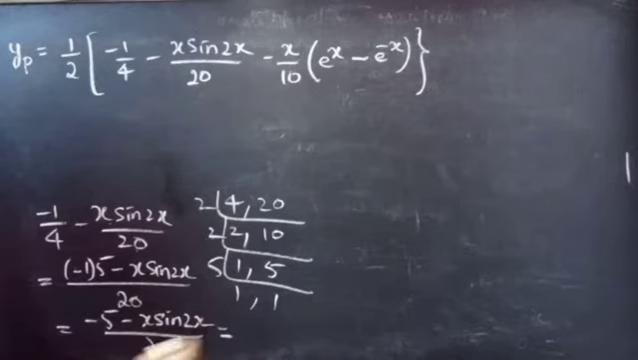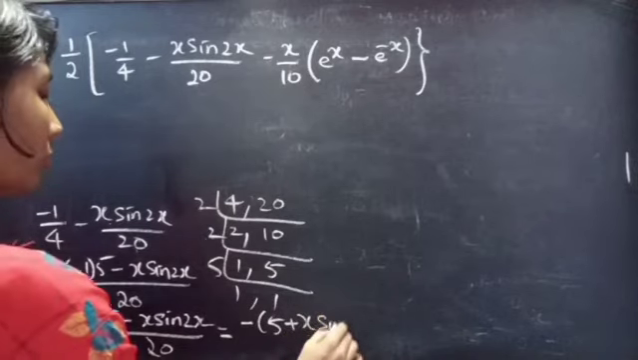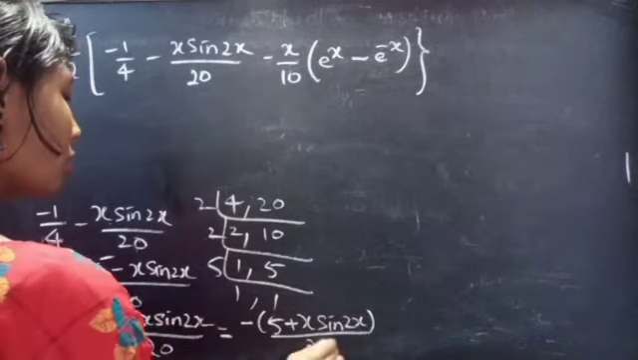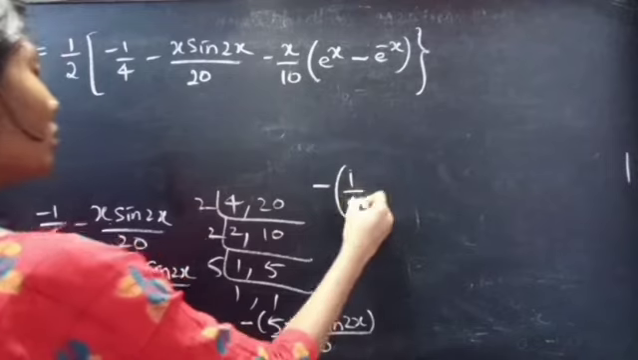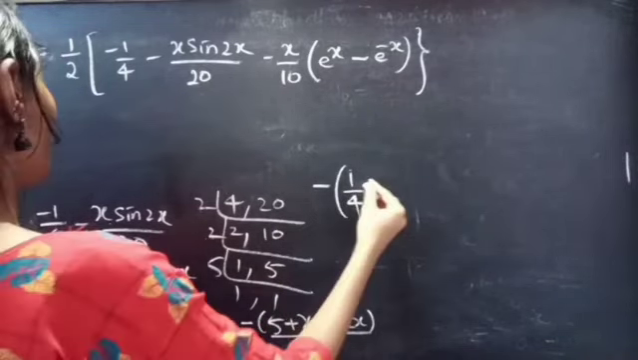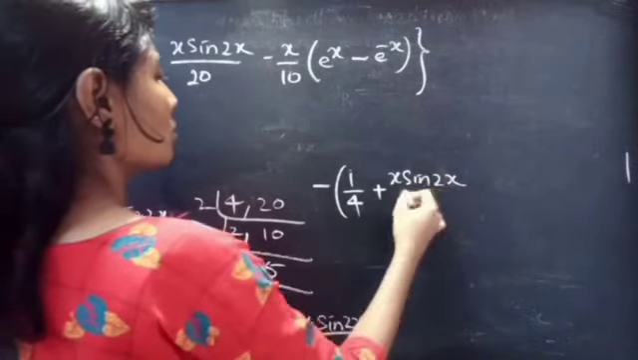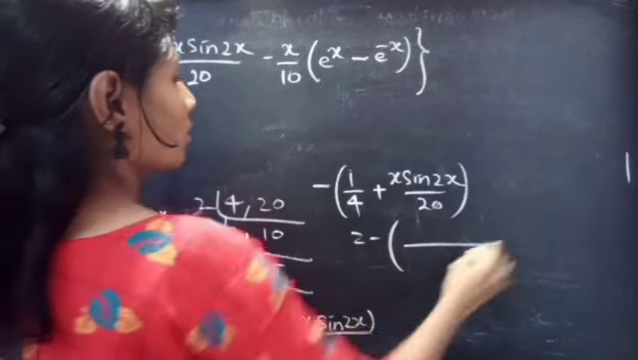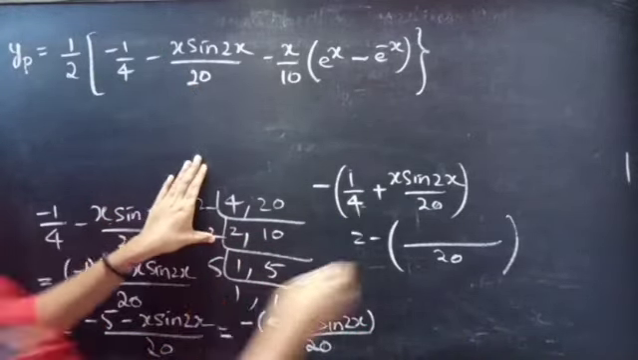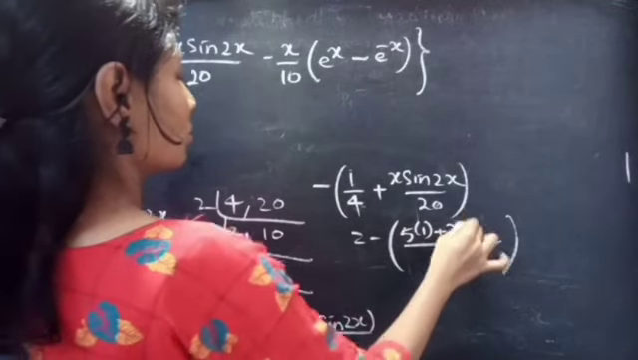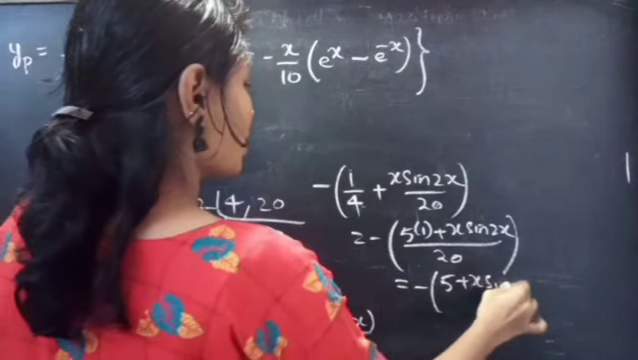Now take minus common from the numerator, you will get minus of 5 plus x sin 2x by 20, or just take minus common from the beginning itself. At the beginning itself you can take minus common, then you will get minus of 1 by 4 plus x sin 2x by 20. Now it will be easy, right? LCM of 4 and 20 is 20. In the numerator of the first term, you'll get 5 into 1 plus x sin 2x, which is equal to minus of 5 plus x sin 2x by 20.